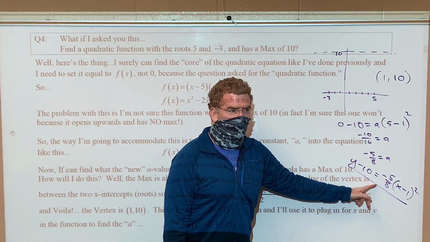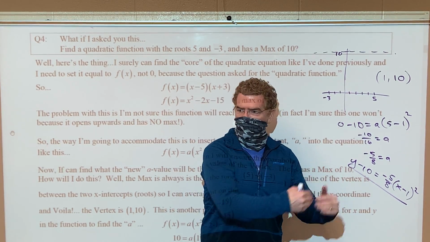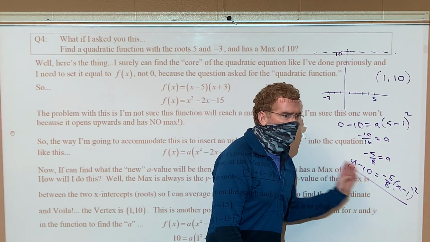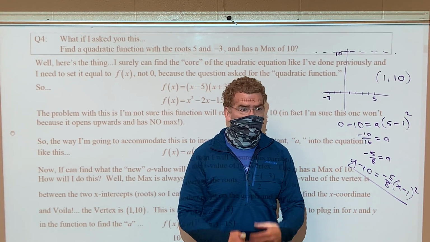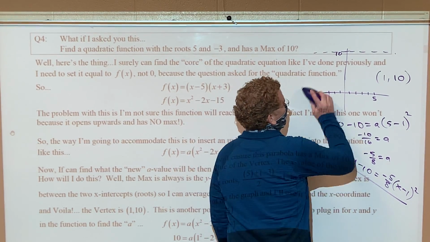If I did it this way, what am I now going to have to do to make it look like y equals or f of x equals? I'm going to have to multiply all that junk out. Well, to save that part of the step, I can do it another way. So that's what we're going to talk about today. So check it out.